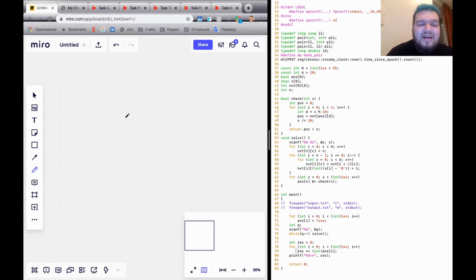I should think. Okay, so let's solve the problem. So our piggy banks will be vertices of the graph. And there is an edge from some vertex V to vertex U if the piggy bank V contains the key for piggy bank U. The edge is oriented, and we have an edge from V to U.